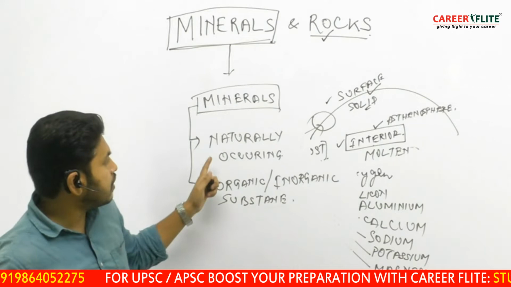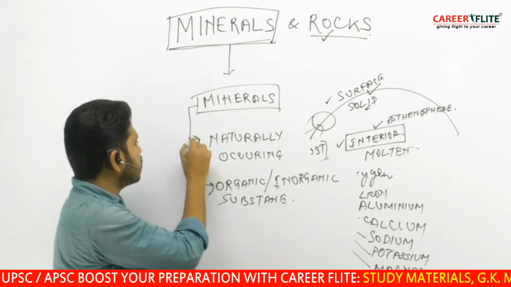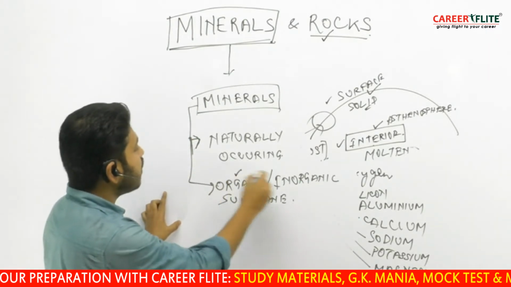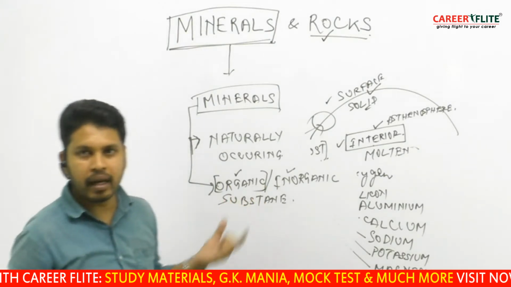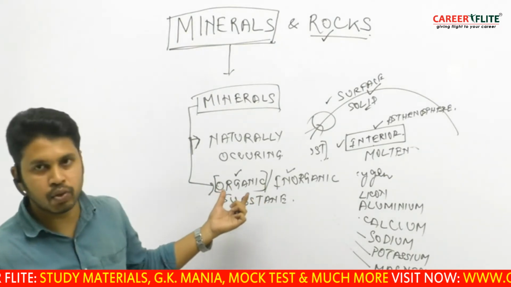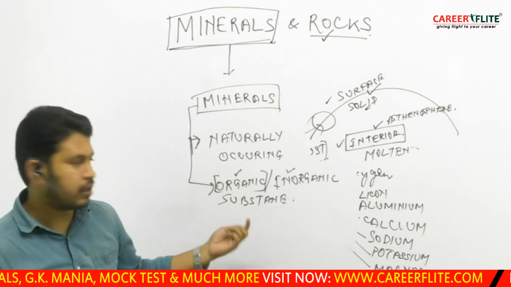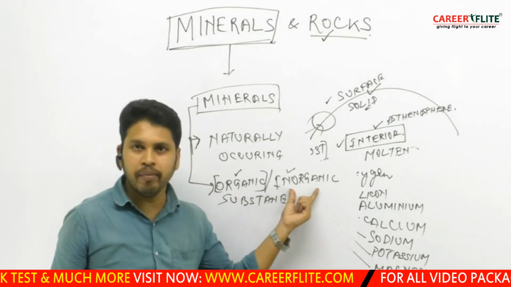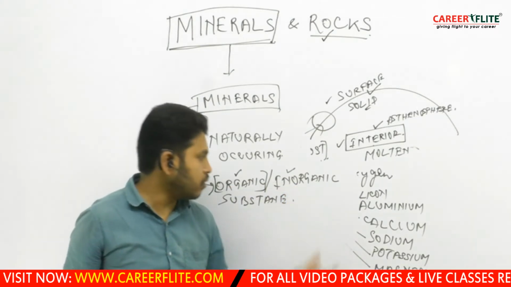Minerals are naturally occurring. They occur in nature by a natural process, not by any artificial process. And they can be organic or inorganic. Organic means they may have carbon in them. The source may be organic, from dead plants and animals or present living animals and plants. Or it may be inorganic because it comes from some source that was not living.